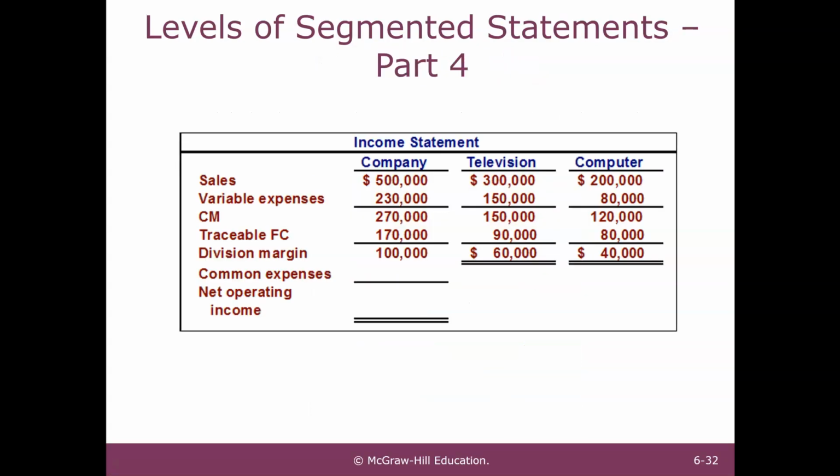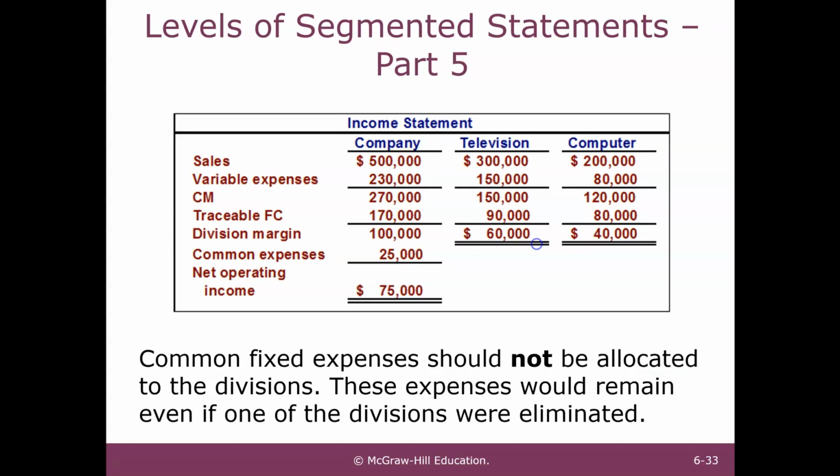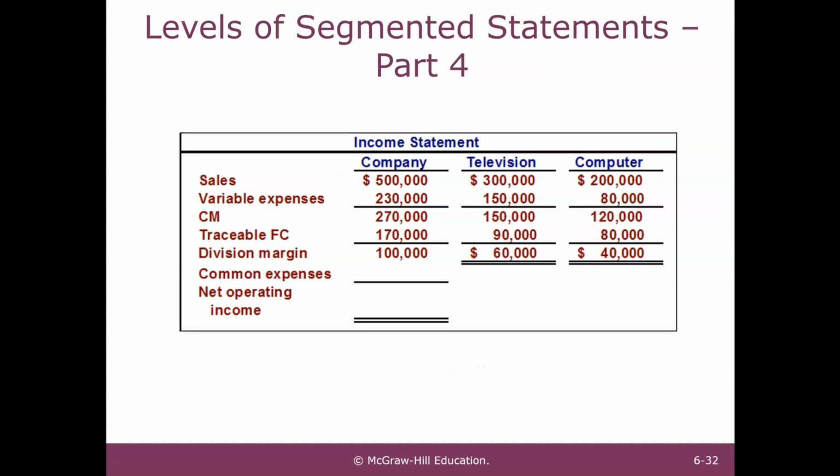Now let's compare that to the other division, which is the computer division. The computer division has a division margin of $40,000, which gives us a combined total division margin of $100,000 when you look at the TV division and the computer division.